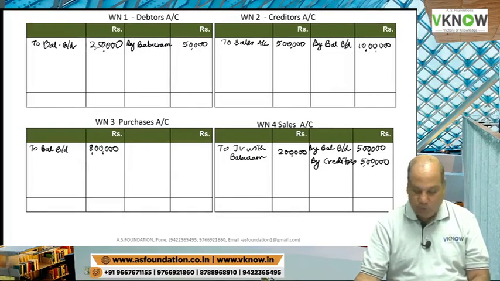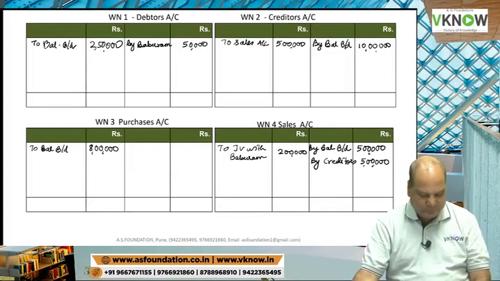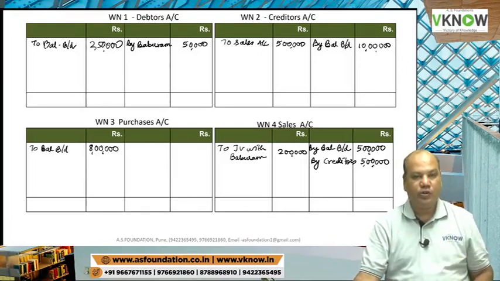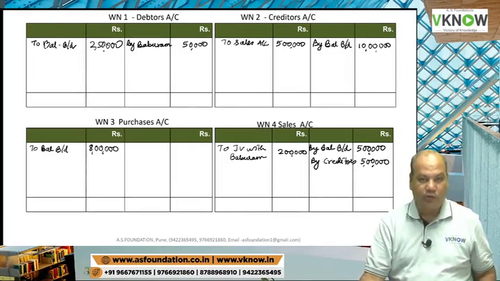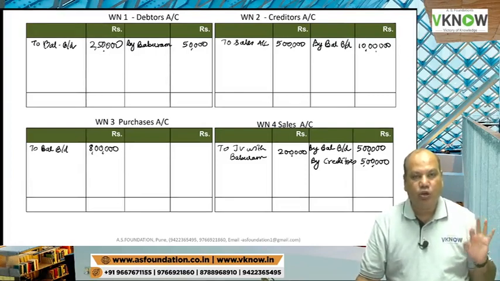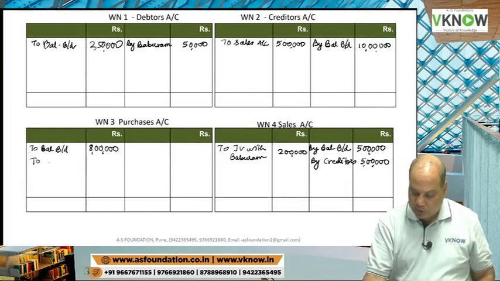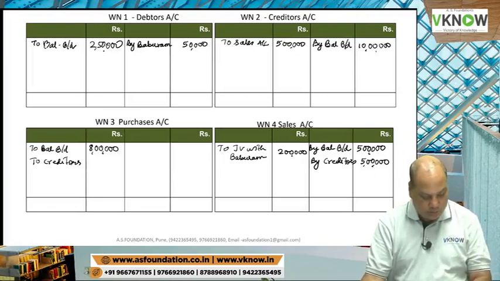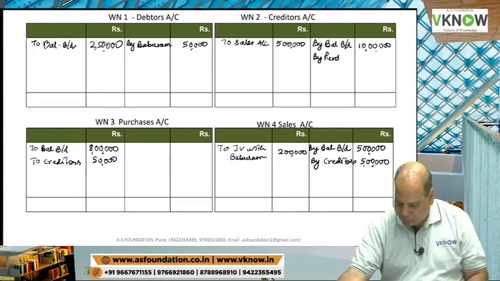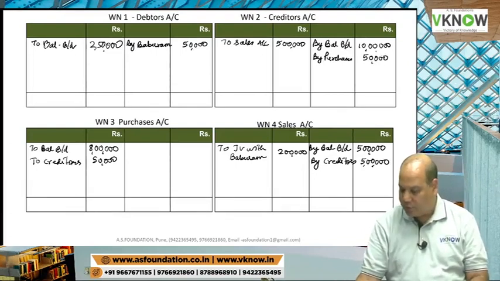Next point number 7. An invoice of 50,000 for goods purchased was received on 25th March and included in the stock, but the invoice was received only on 1st April. Goods were received on 25th of March. So no adjustment in the stock, but purchases were not recorded. Now you will record purchase. Purchase account debit to creditor account 50,000. Creditor account by purchases 50,000.